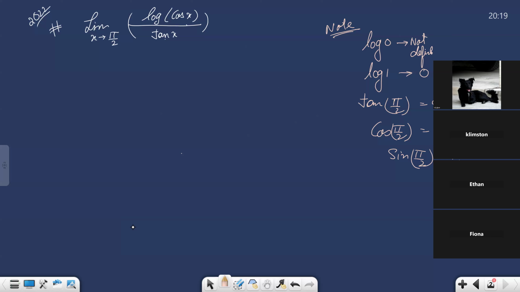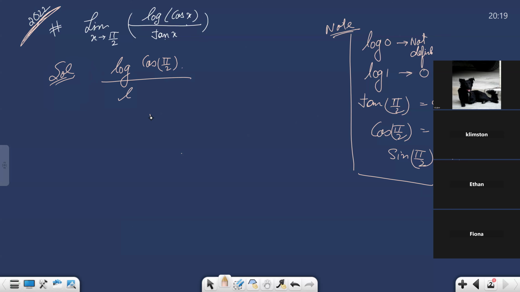Achha. Let's see this. Now, this is what is required in this particular problem. Okay, put it aside. You might get these values in other problems also. So limit. So this is a 2022 paper, 3 marks. Okay. So now I can put it straight away. Let's put it: log of cos pi by 2 divided by tan pi by 2.